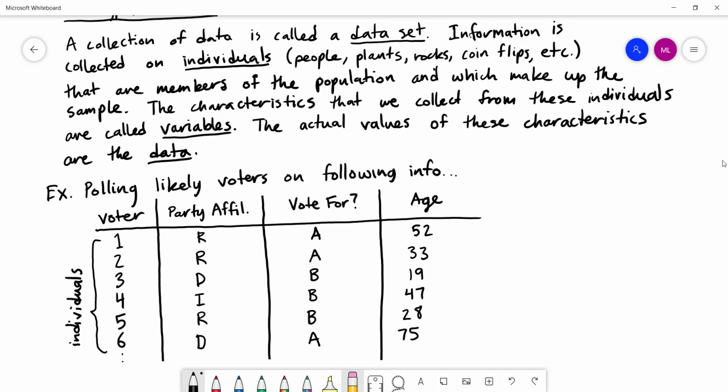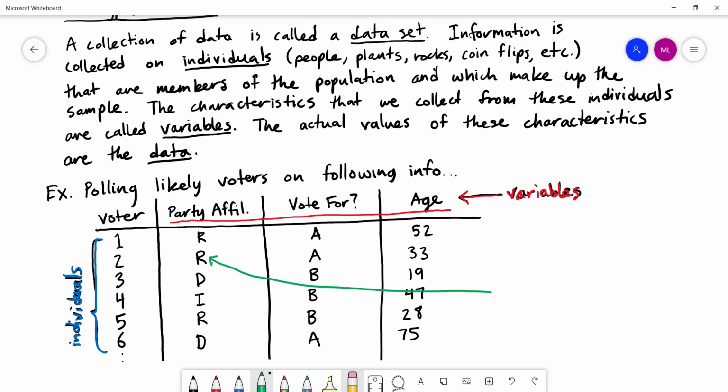So all of these things up here, these are the variables. All the stuff along the top. Maybe I'll do it in a color here. So all of these are the variables. And maybe I'll do all of these just to make it totally clear. These are the individuals. And the actual data are all these individual pieces in here.